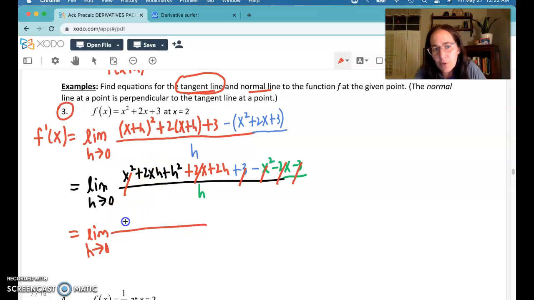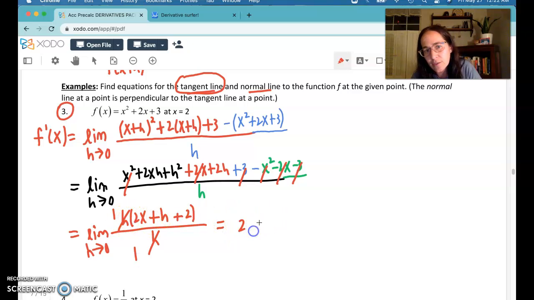So up top, let's pull an h out of 2xh, so you just get a 2x. We'll pull an h out of h squared, so you get an h. And then pull an h out of that 2h, so plus 2. All right. H is reduced to 1. Now direct substitution gives you 2x plus 0 for h plus 2.